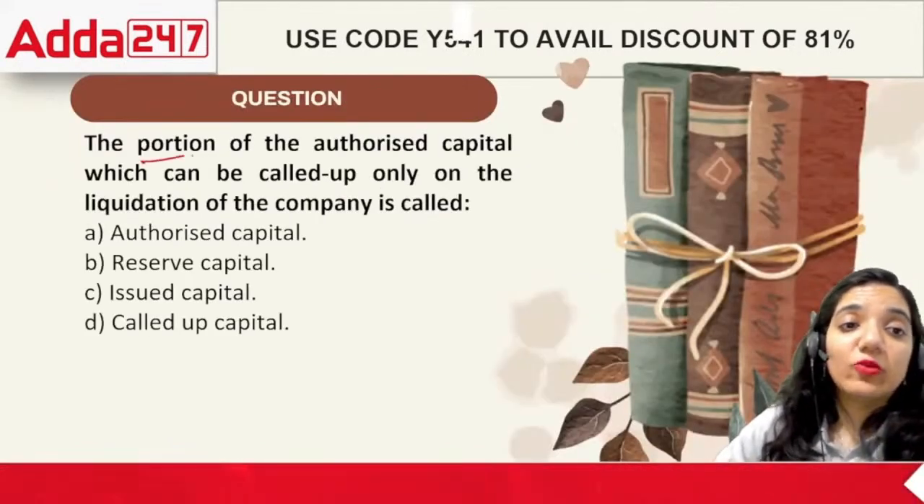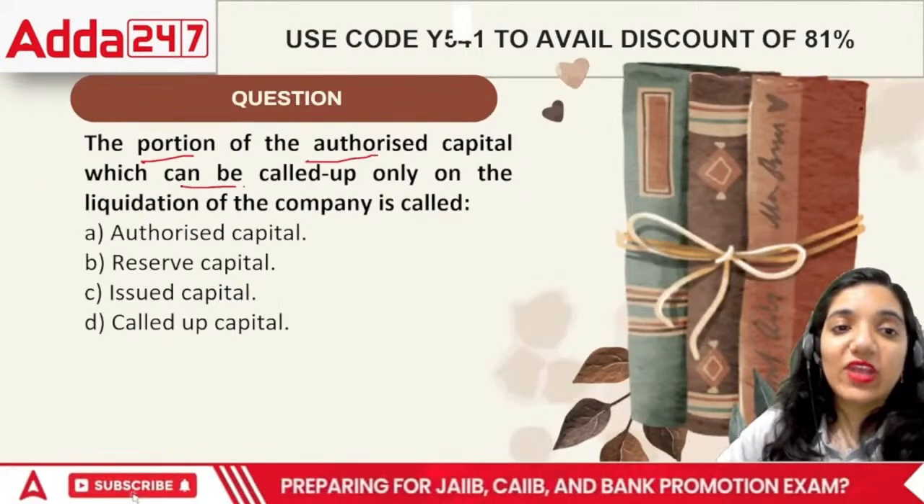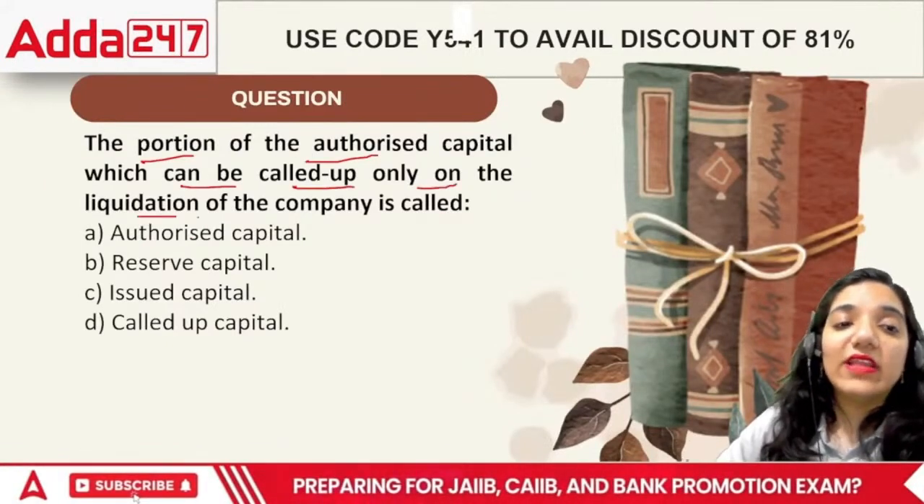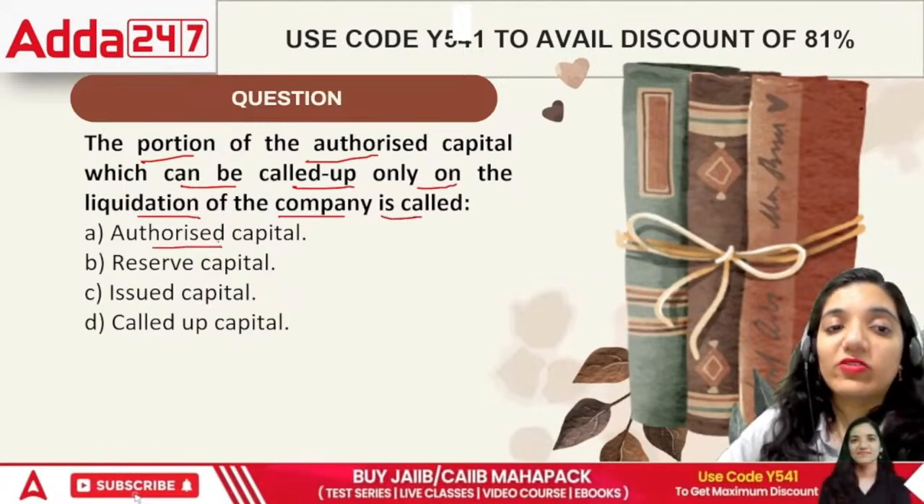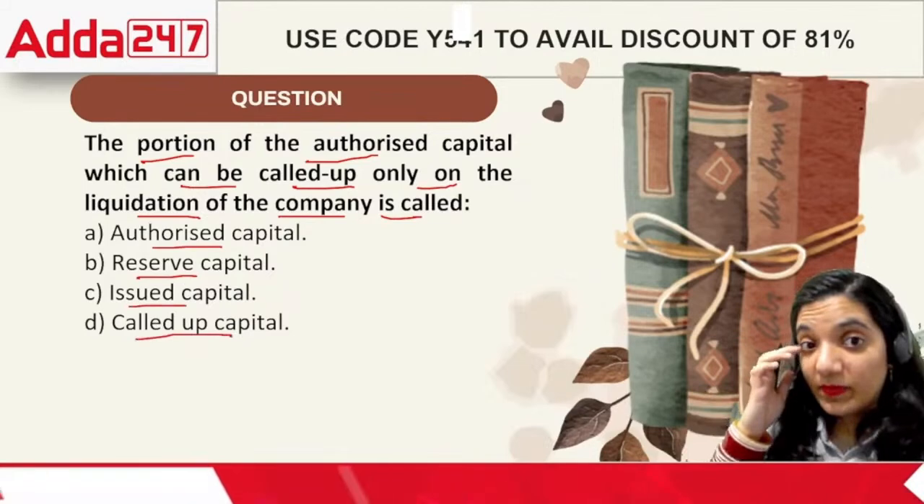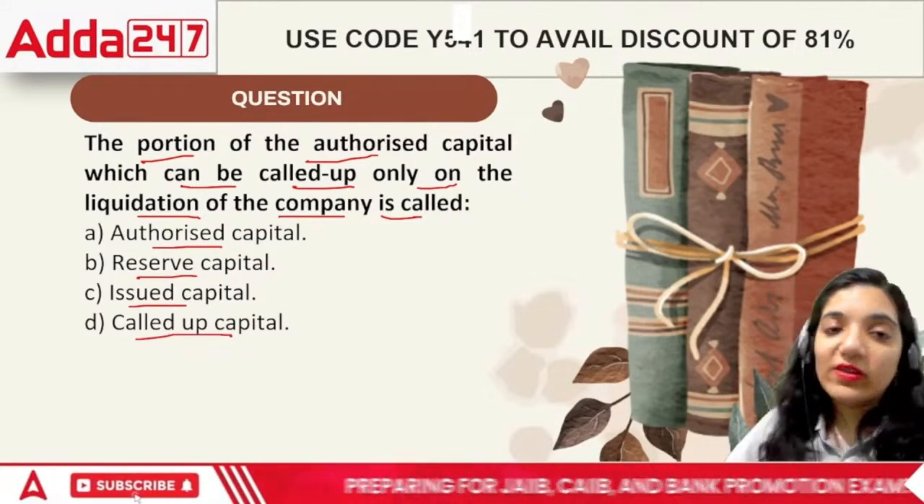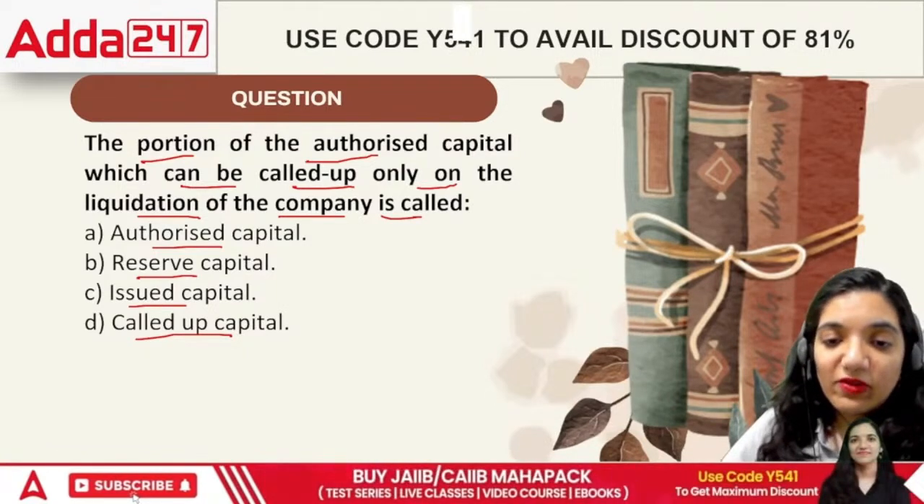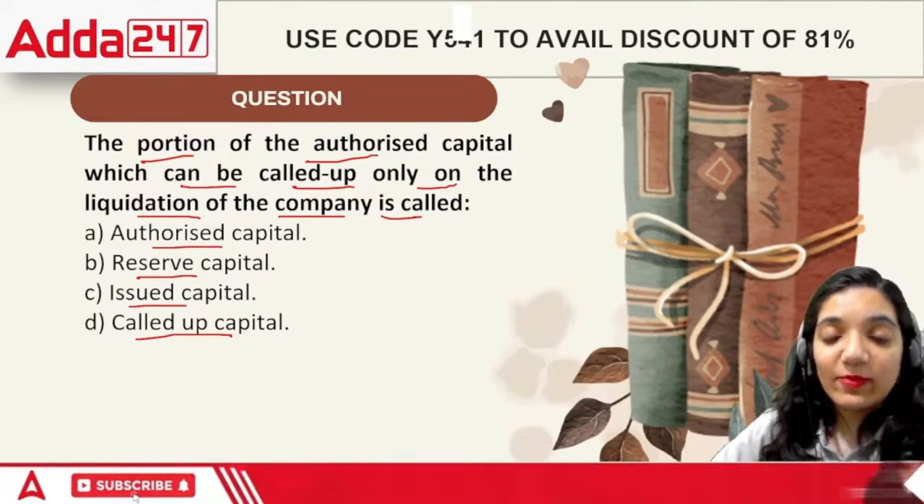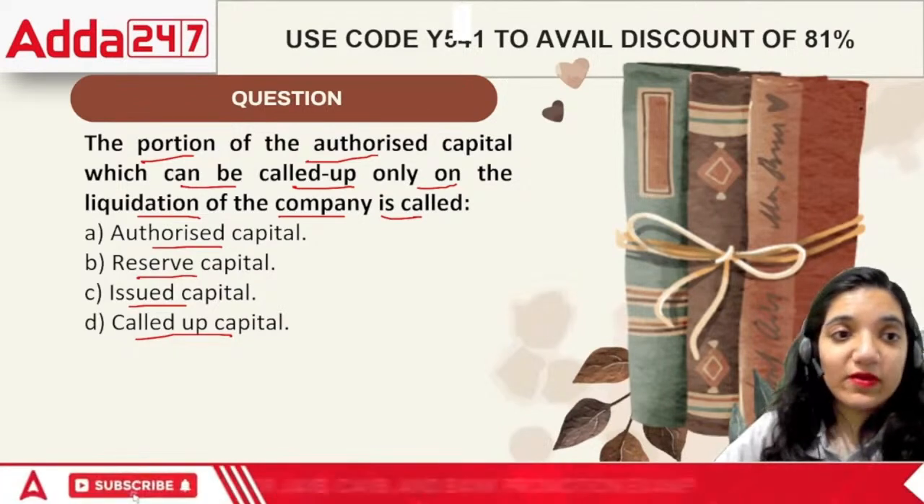Moving on, the portion of the authorized capital which can be called up only on the liquidation of the company is called authorized capital, reserve capital, issued capital, or called up capital. The portion of the authorized capital which can be called up only on the liquidation of a company. When we talk about the liquidation, only at that point of time this amount can be called up. What is it?